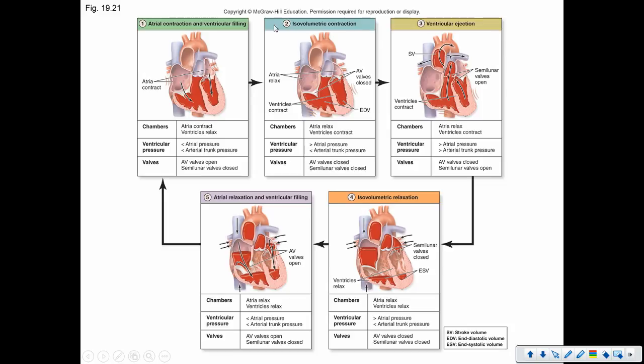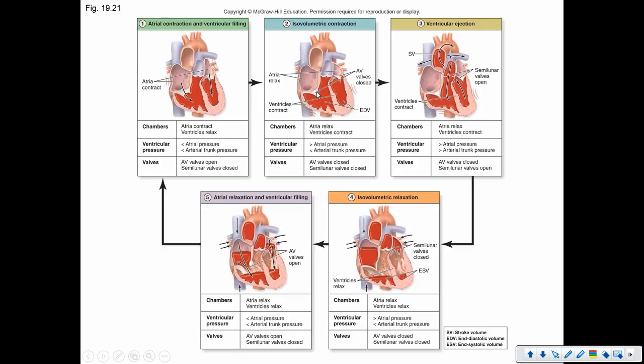So then we get to this point here. It's called isovolumetric contraction. It's where the atria are relaxing and the ventricles start to contract. So now we see that the ventricular pressure is exceeding atrial pressure. So what's it going to do to the blood? Which way does blood want to move? Into the ventricles or out of the ventricles, if the ventricular pressure is higher than in the atria? Yeah, it wants to move out. And actually wants to move back where it came from.